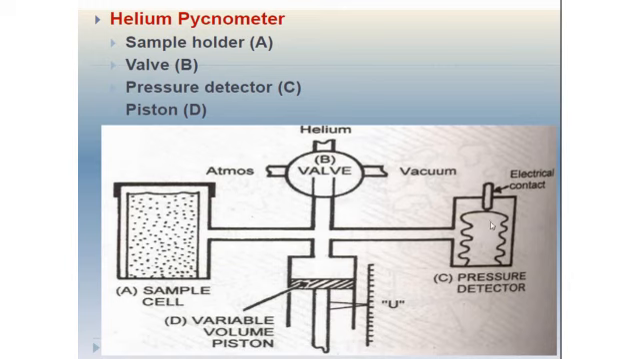And the part C is nothing but the pressure detector. It will determine the pressure. And the part D is the piston. It is movable. You can either move it upward or pull it downward. So how does it work? Let's study.